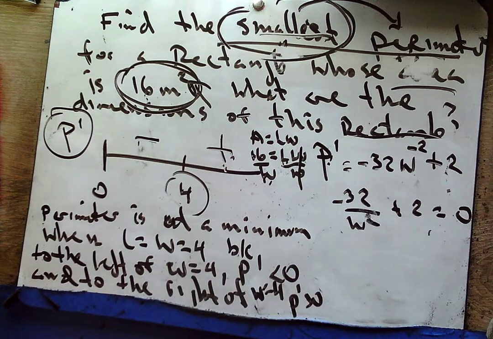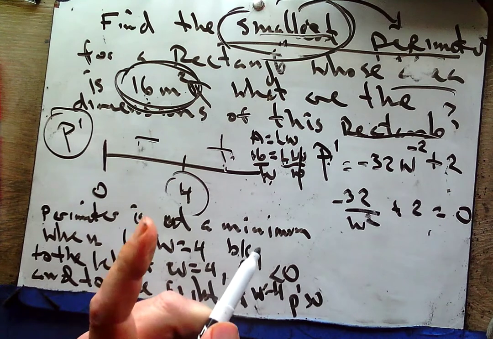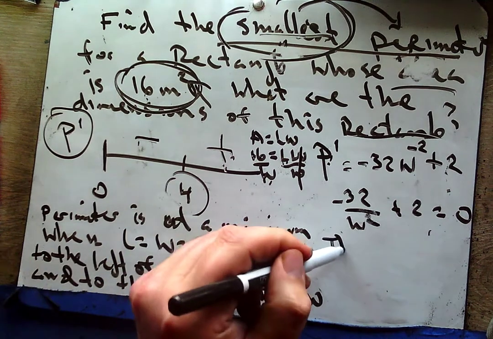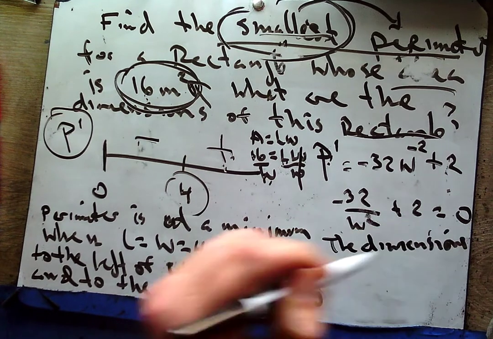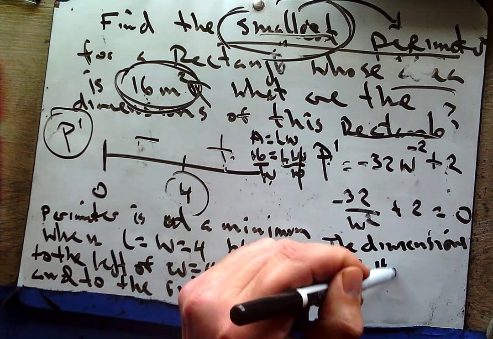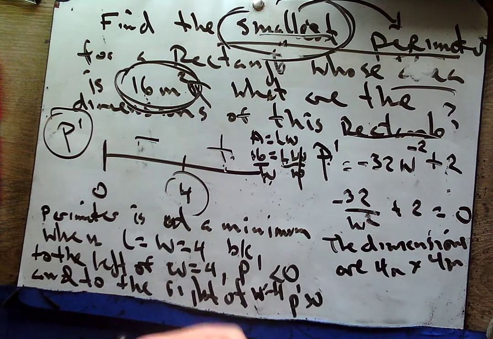All right, did we answer the question? They said, what are the dimensions? The dimensions are 4 meters by 4 meters. Okay.